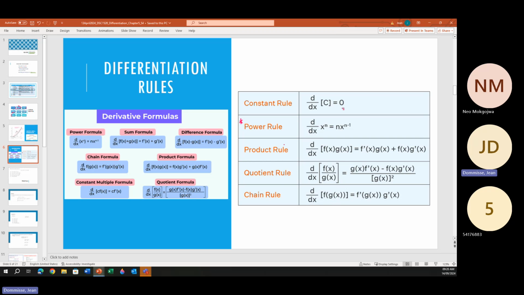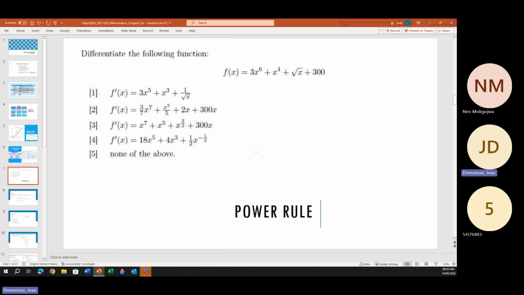Okay, but we will look at all these rules in examples today. The one that we use the most is the power rule, and then sometimes also the product rule. Okay, so let's go into the first function that we need to differentiate. This is our first example, and what we use here is the power rule.